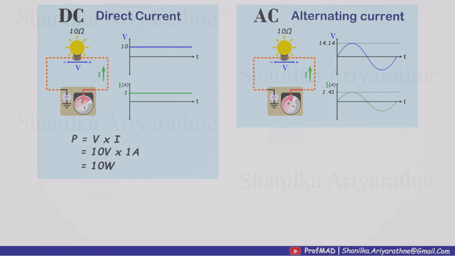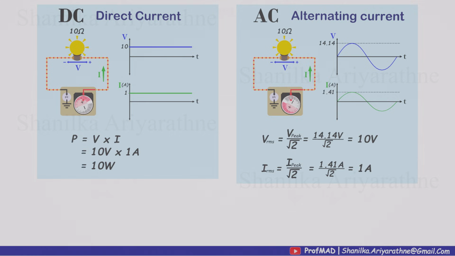In the AC circuit, things are a little different. The voltage and current are constantly rising and falling, so instead of using peak values directly, we use RMS values, which stands for root mean square. These represent the equivalent DC values that would produce the same heating effect in the load. Using those values, we calculate power as VRMS times IRMS.